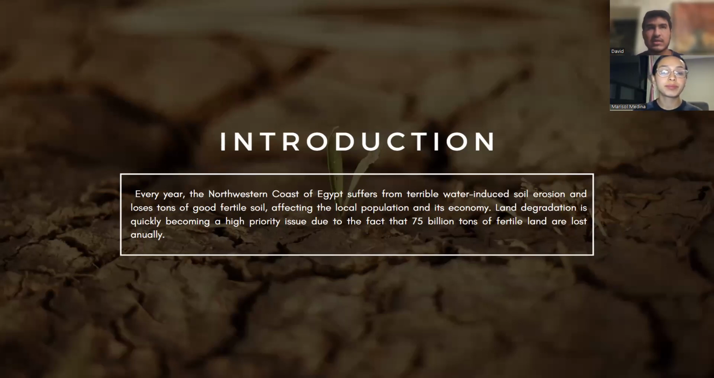And well, as background context, land degradation is quickly becoming a high priority issue due to the fact that around 75 billion tons of fertile land are lost every year all around the world.